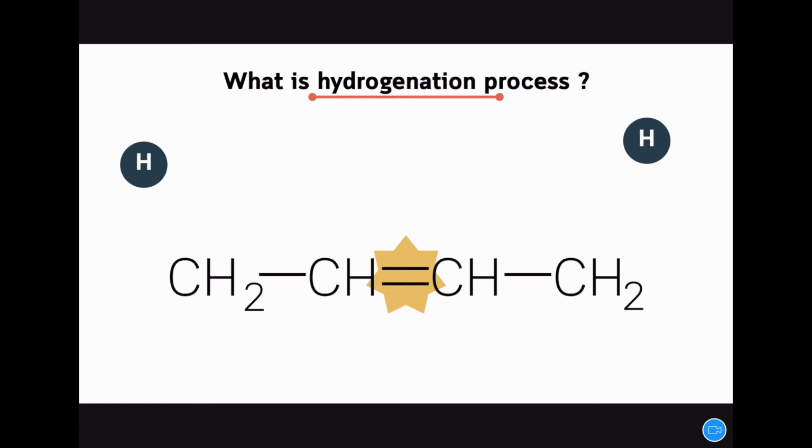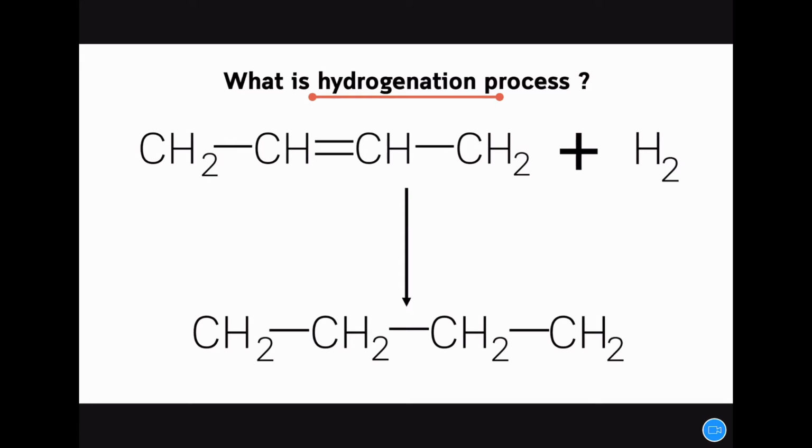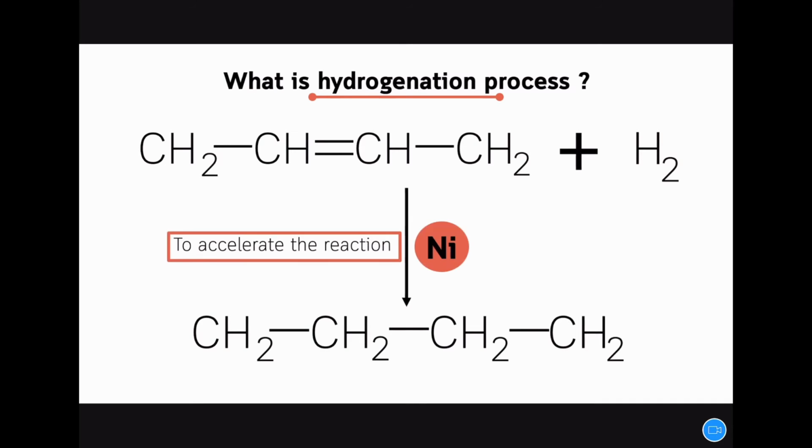Hydrogenation is the process of adding hydrogen atoms into unsaturated fatty acid so that the double bonds or triple bonds will be broken. And finally, we will get the saturated fatty acid. But normally, this reaction is hard to happen naturally. So we have to apply nickel as a catalyst to accelerate the reaction.